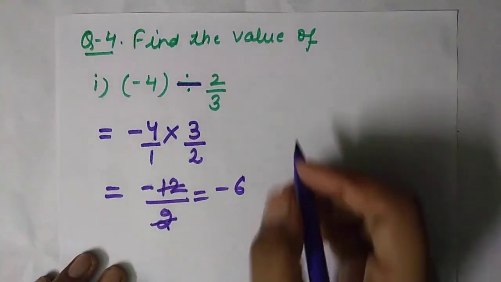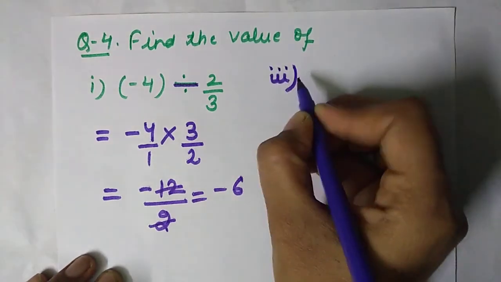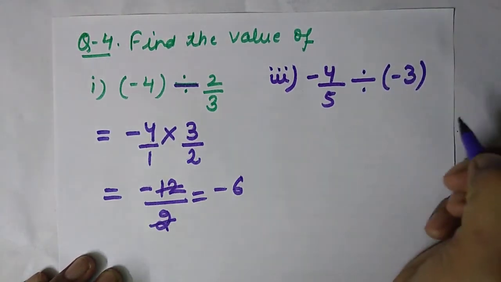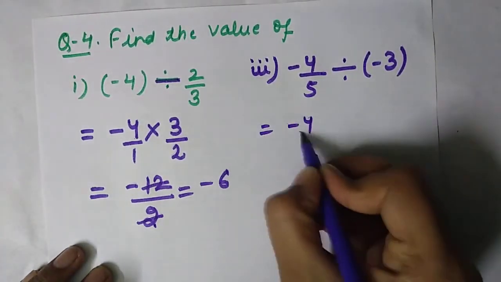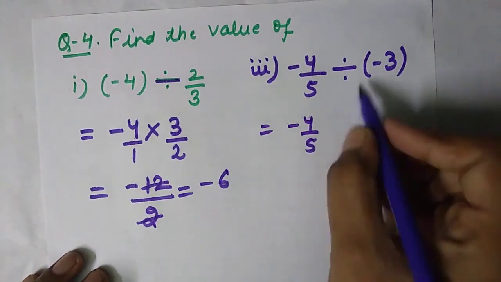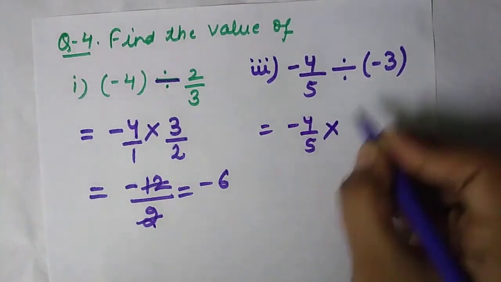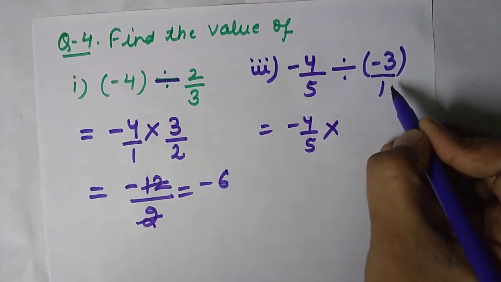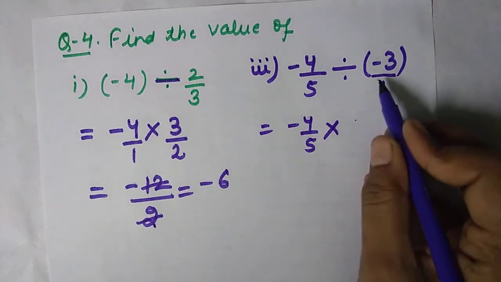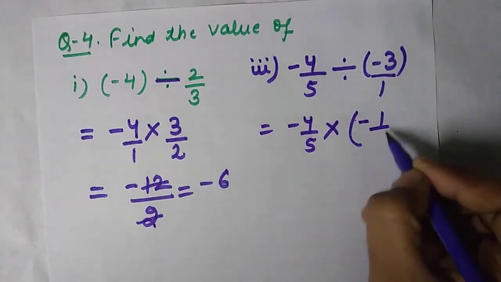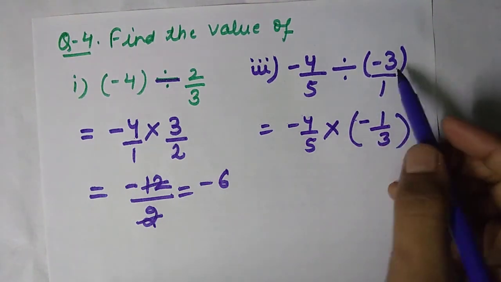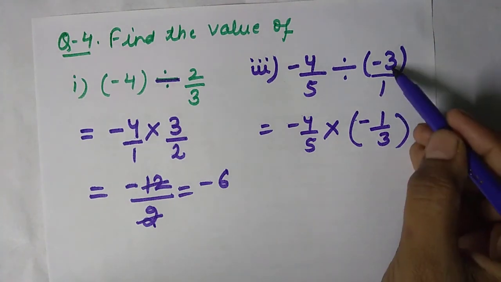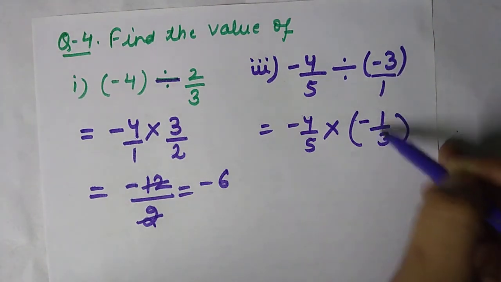Now I am taking third part of same question. How you will do third part? This is -4/5 divided by -3. So it will remain same. This is division, so first we have to convert this into multiplication, and for that you need to take the reciprocal of this -3. It is -3/1. So if you take the reciprocal, it will be -1/3. You need to exchange the numerator and denominator without sign. So reciprocal of -3/1 is -1/3.